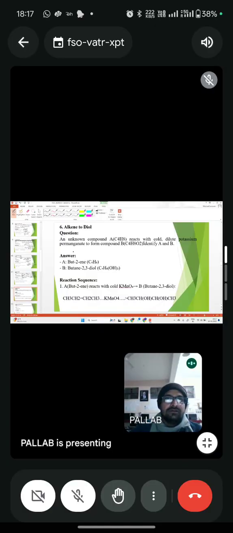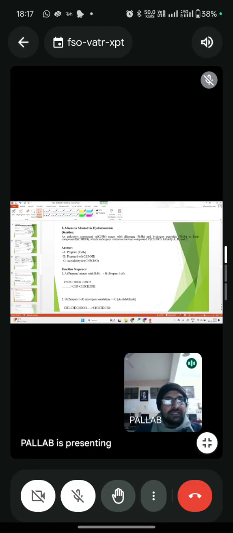So you can see that there is no oxygen or sulfur atom in compound A, so this would be an alkane or alkyne formula. This is an alkene. When this alkene reacts with KMnO4, it will form butane-2,3-diol. Here is the same process, because we need to check this formula. Okay, my dear students, let's move to the next slide.